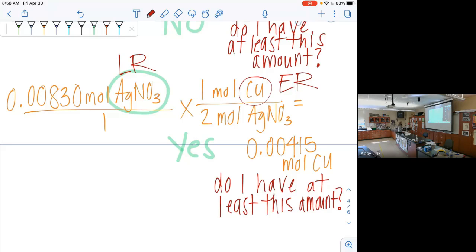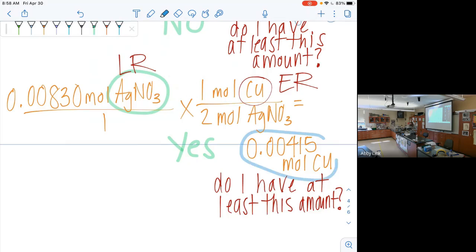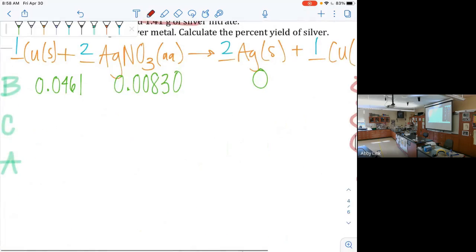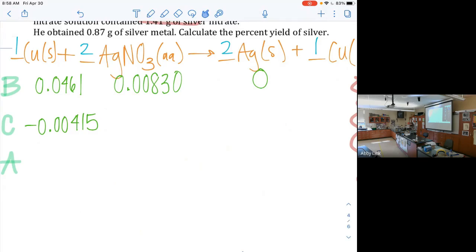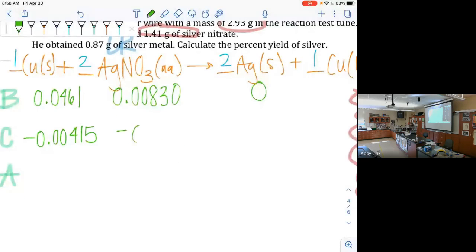Okay? So now, this amount that you just calculated, this is going to be the change for my copper. So let's come back up to the table here and put that in. Because AgNO3 is my limiting reactant, I'm going to use all of it up.